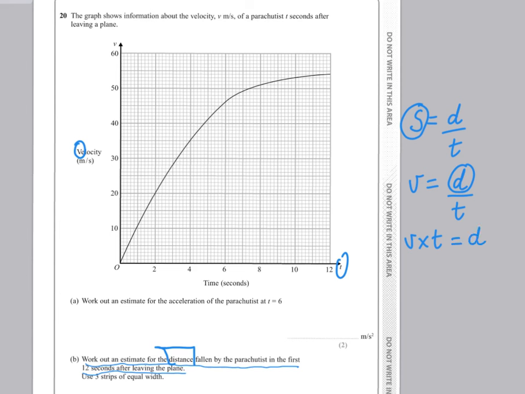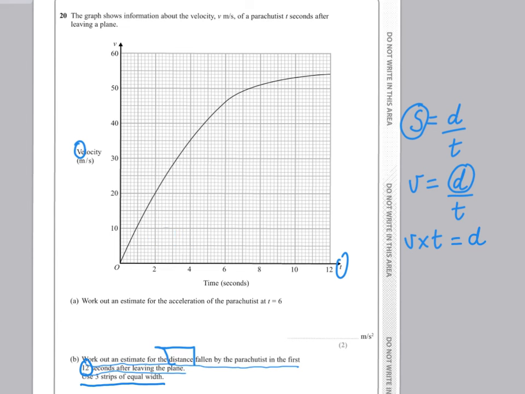Now, if you think of, say, this square here, then what's its area? Well, it seems to be a t measurement going this way multiplied by a v measurement going this way. So that would represent some distance. So really what we're trying to do is find the area underneath that curve from 0 to 12 because it wants the first 12 seconds. And it says use 3 strips of equal width. So let's have a look and see what that could mean.